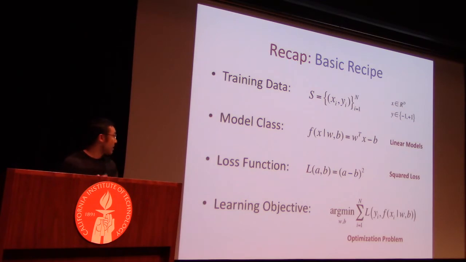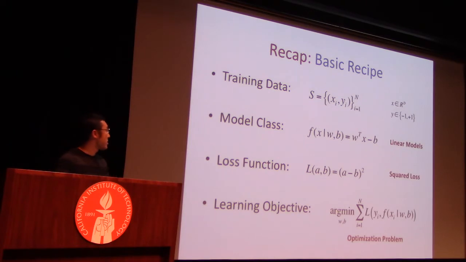Okay, so just a quick recap, just so we're all on the same page again. We have training data in the form of xy pairs, where x is a feature vector. In this case, it lives in a d-dimensional space. And y, in the case of classification, or binary classification, is a discrete label that takes on values either +1 or -1. We choose a model class. Here we're working with linear models, which imposes a linear scoring function over the parameters of the model, in this case, a vector w and a scalar b.